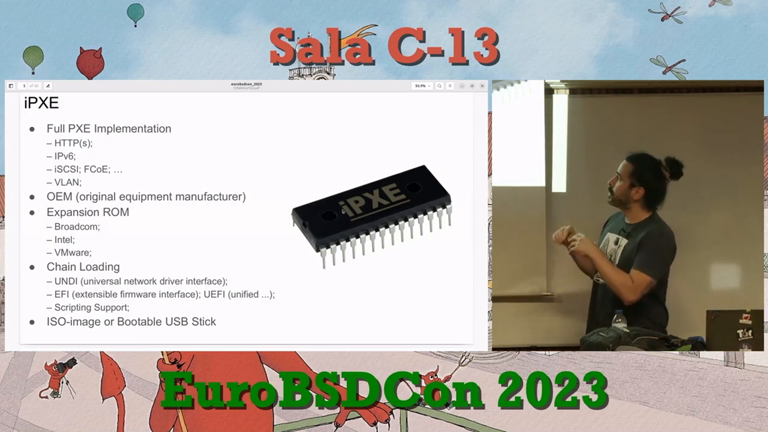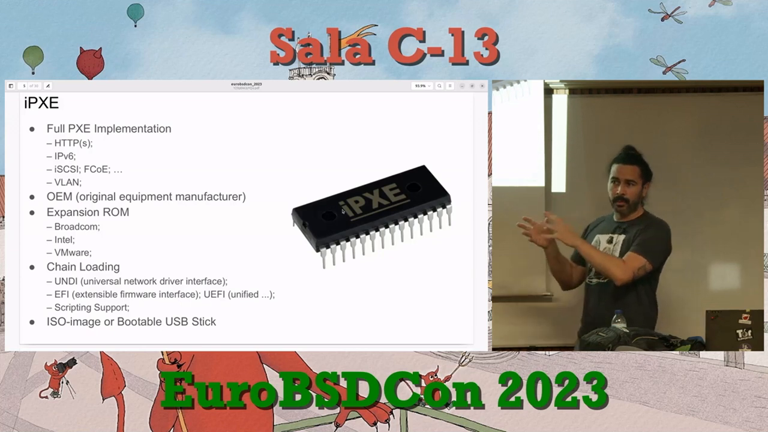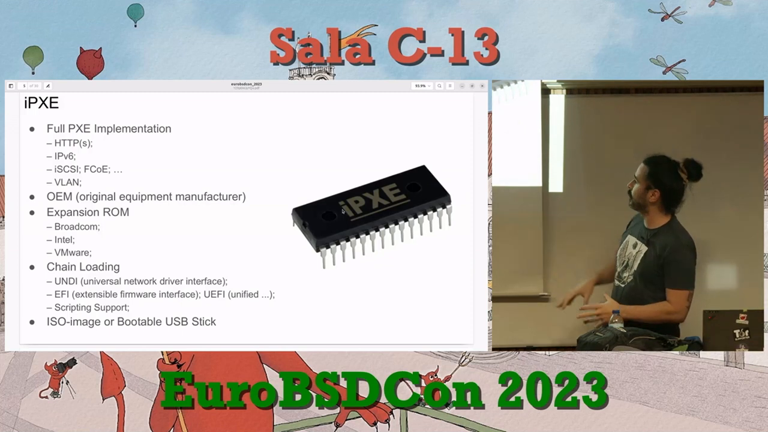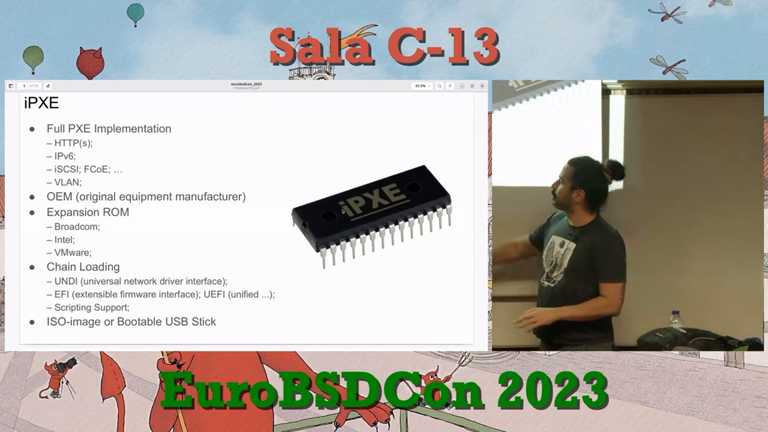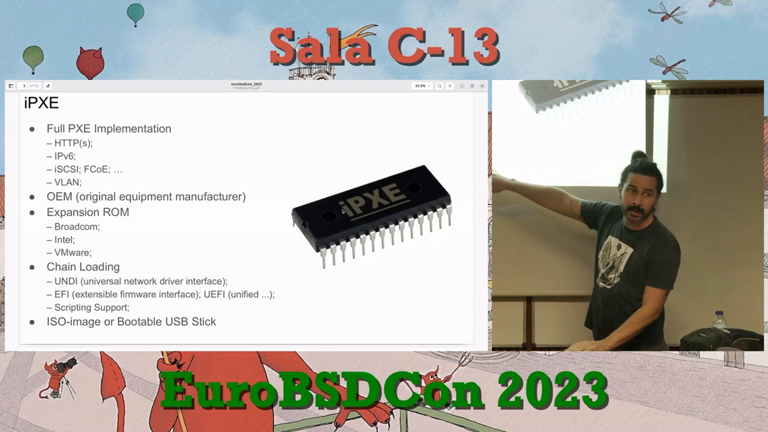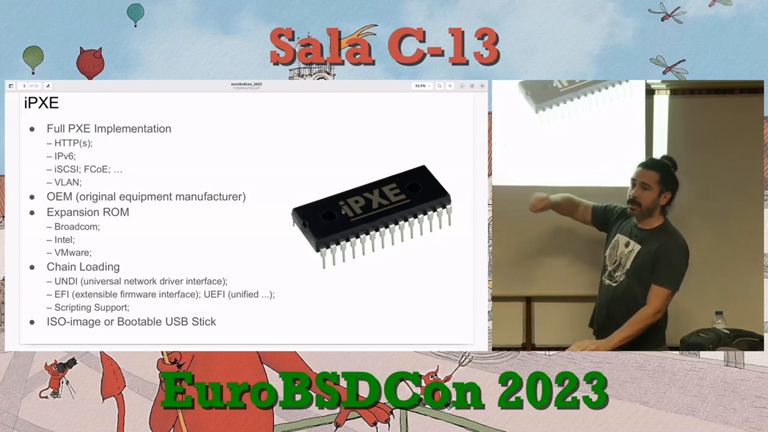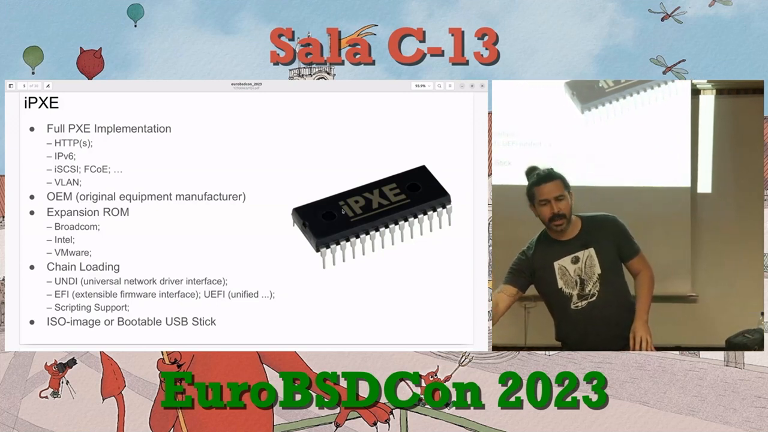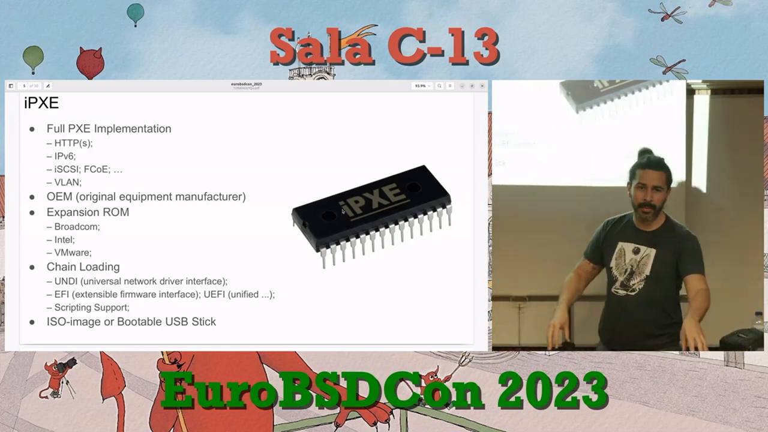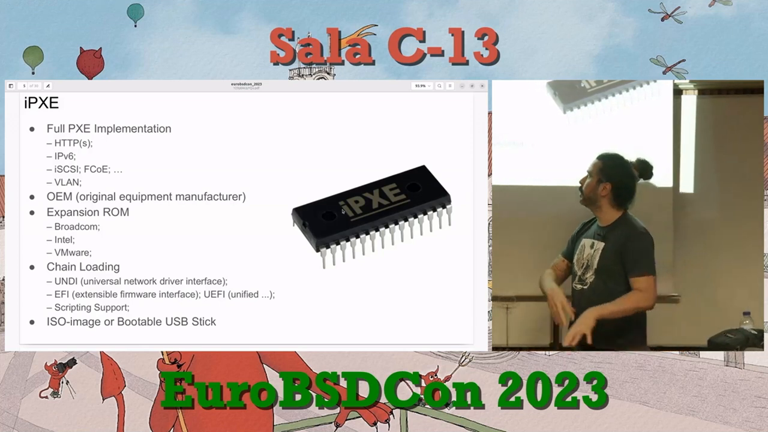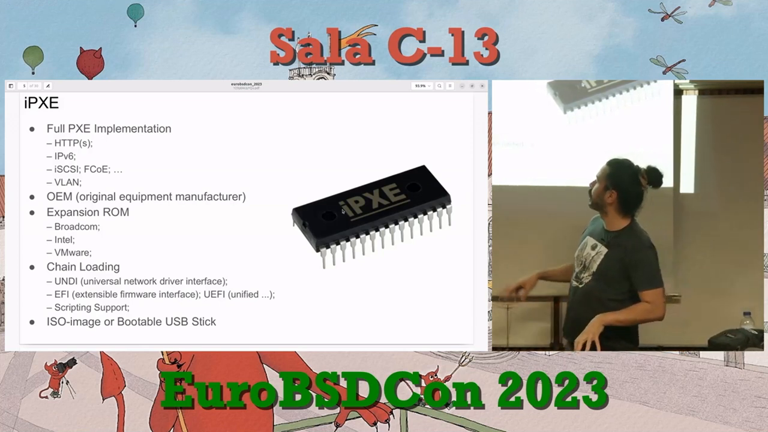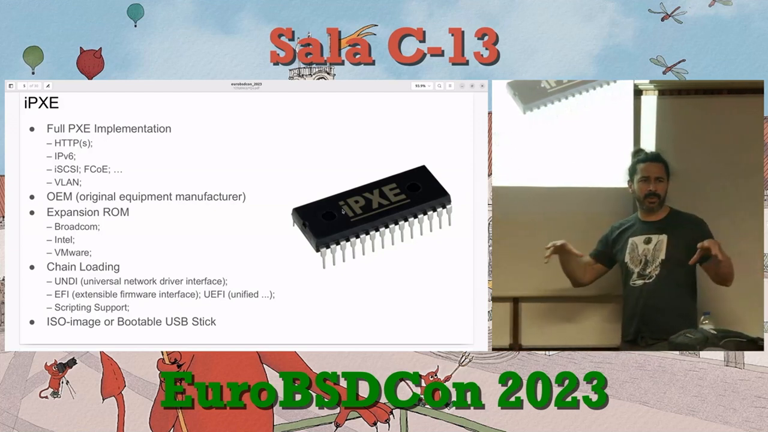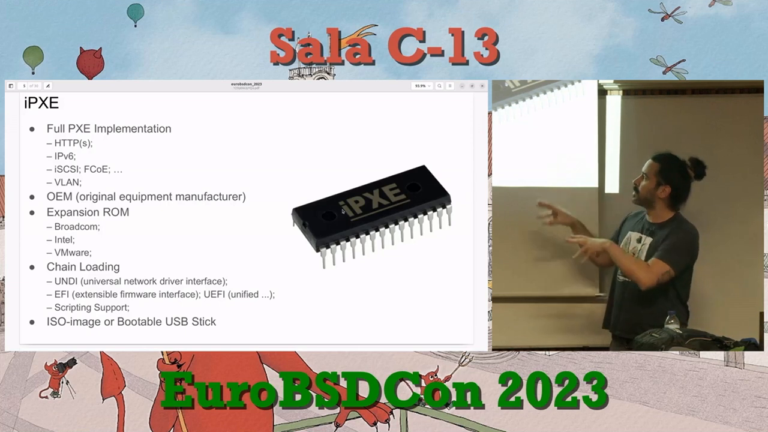So iPXE, you can use it to boot an operating system via network, and I'm using this project here. I really like it. You can combine the scripting support that it has to, let's say, boot certain machines into your DNS VLAN, into your web VLAN, into your email VLAN, and so on and so forth. You can boot ISO images and combine a lot of things that you want to create for your setup. It has IPv6 support.